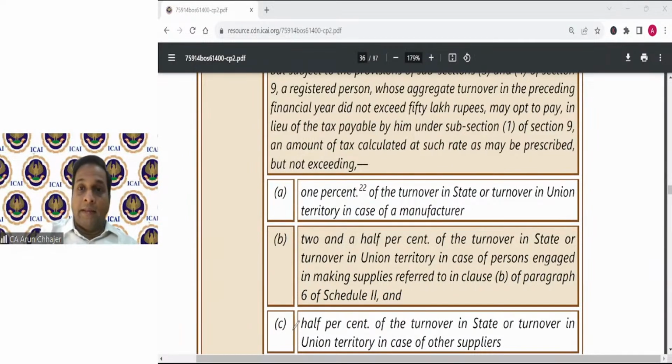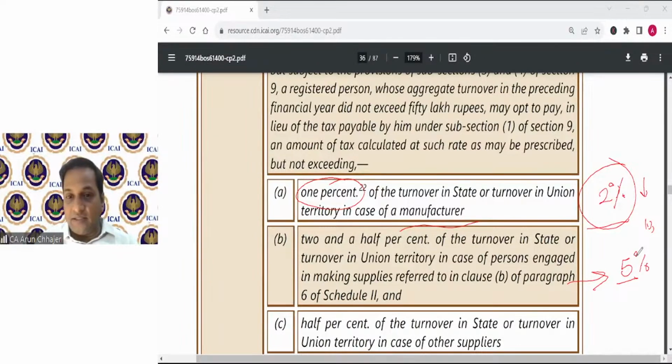In the case of a manufacturer, they were saying 2% initially. As per section 10 subsection 1, the upper limit, the maximum tax rate under composition for a manufacturer, could be 2%. But as per the rule, initially it was 2%, and then finally it was reduced to 1%. If you are a restaurant service provider, then 2.5% CGST and 2.5% SGST.